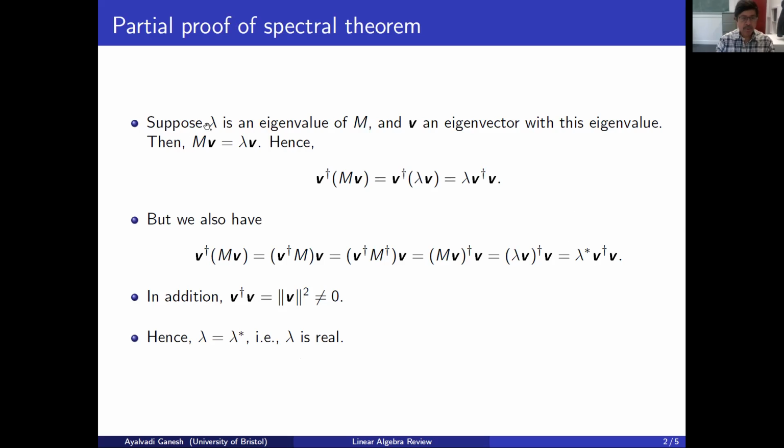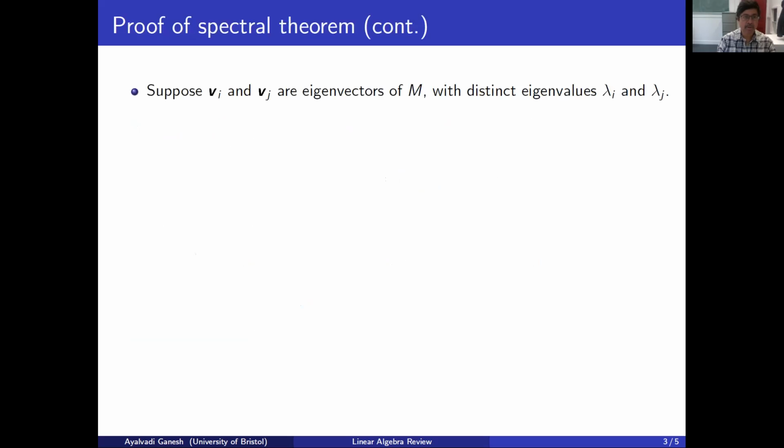Okay, so we've shown that if lambda is an eigenvalue of M, then lambda must be real. Hence, all eigenvalues are real. So that's the first statement in the spectral theorem that we've proved. The next statement we want to prove is that eigenvectors corresponding to distinct eigenvalues are orthogonal. So let's move on to that.